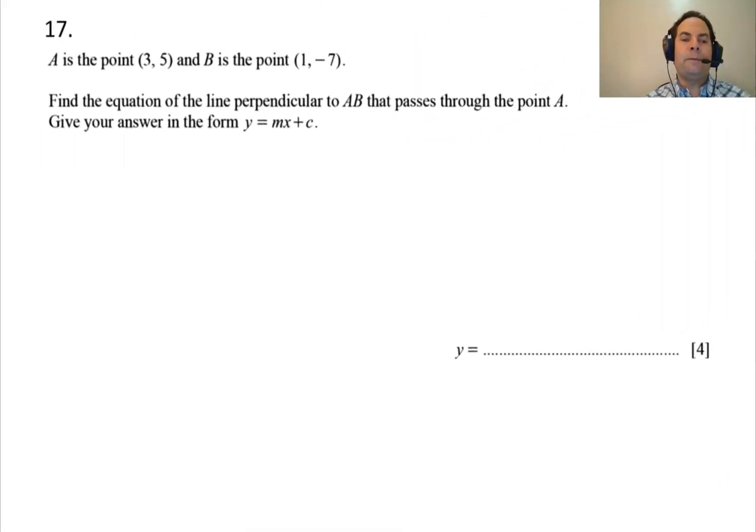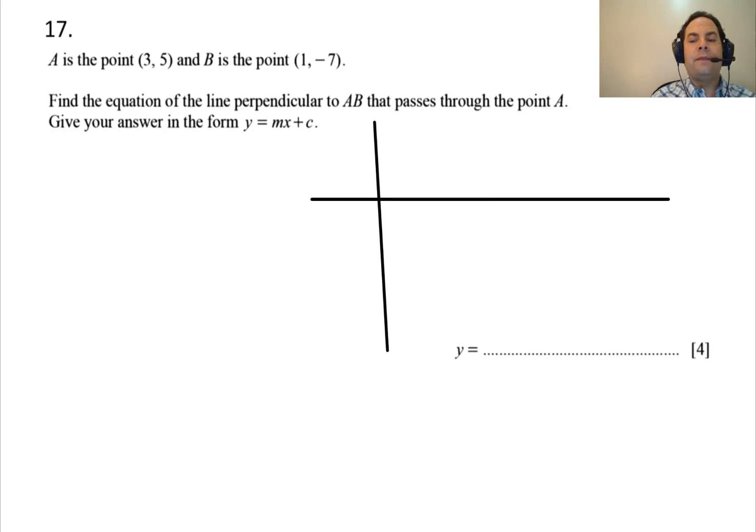Question number 17. Point A is (3, 5). Point B is (1, -7). Find the equation of the line which is perpendicular to AB and passing through the point A. If we say we have x, y coordinates, the first point A is (3, 5). Let's say this point is here, (3, 5), point A.